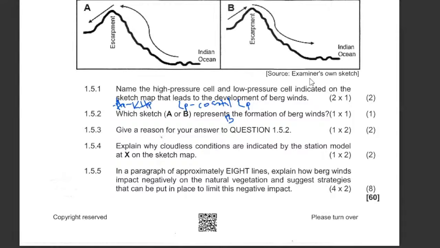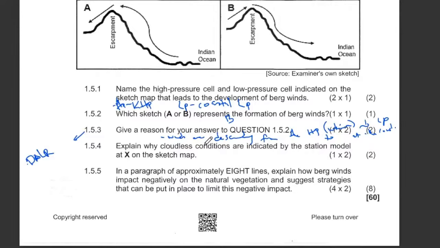Give a reason for your answer. Winds are descending from the high pressure, which is in the interior, to the low pressure at the coast. Also say that the heating is at the dry adiabatic rate. The winds are heating at a dry adiabatic rate. As you descend, the temperatures are increasing.